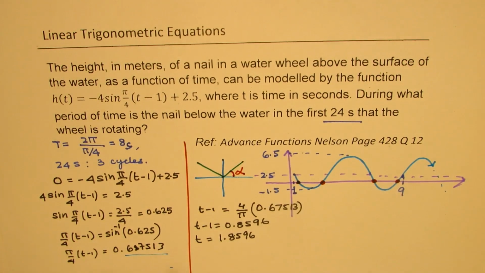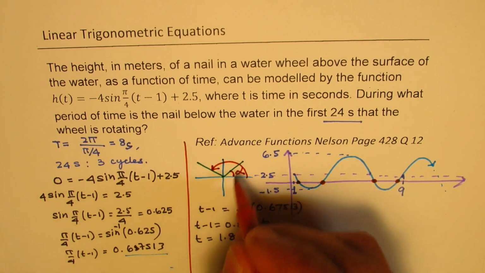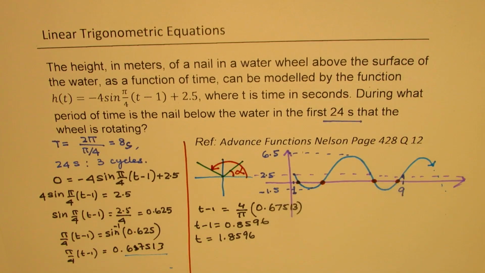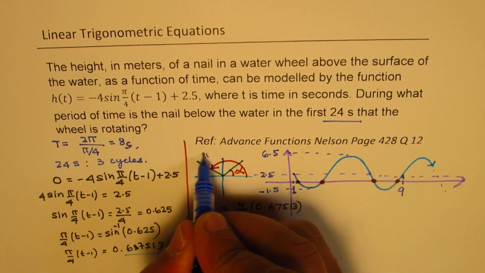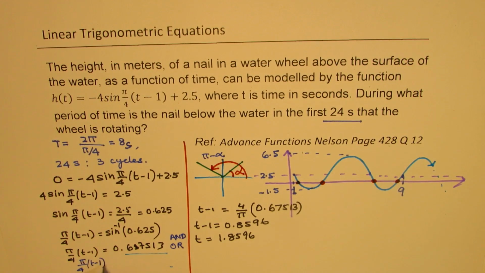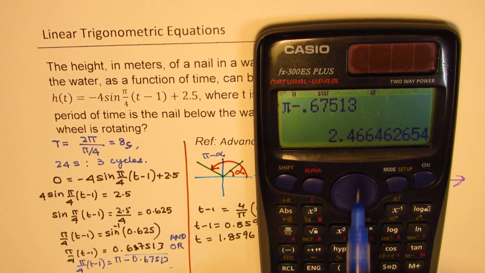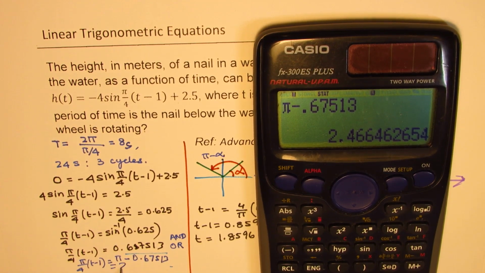Let's call this alpha, correct? So the other angle will be this much, which is pi minus alpha. Is that okay? So that is one solution. So what is the other angle? The other angle should be pi minus alpha. So we'll also write this as, or rather it should be, and, right? In the first cycle, we also have pi by 4 times (t minus 1) equals pi minus this angle, 0.67513, correct? So let's see how much it is. We have pi minus 0.67513 equals, we got 2.466. Let me write it down here, which is 2.4664. Is it okay? Right.